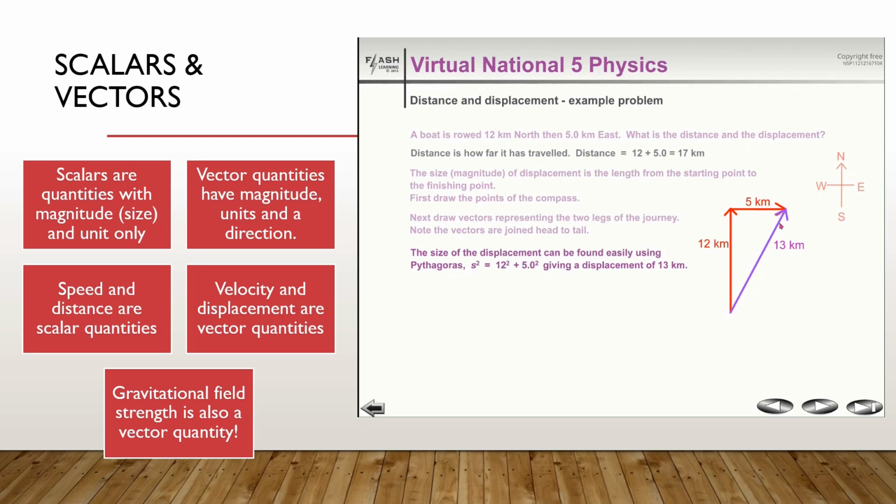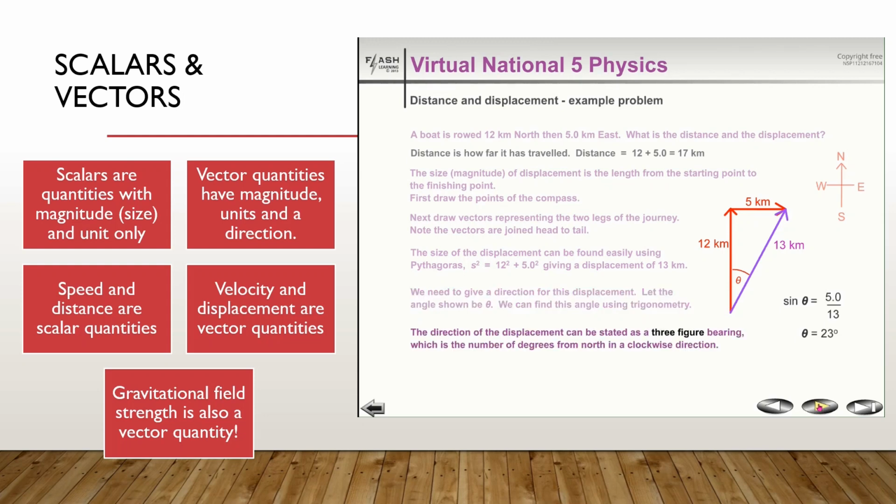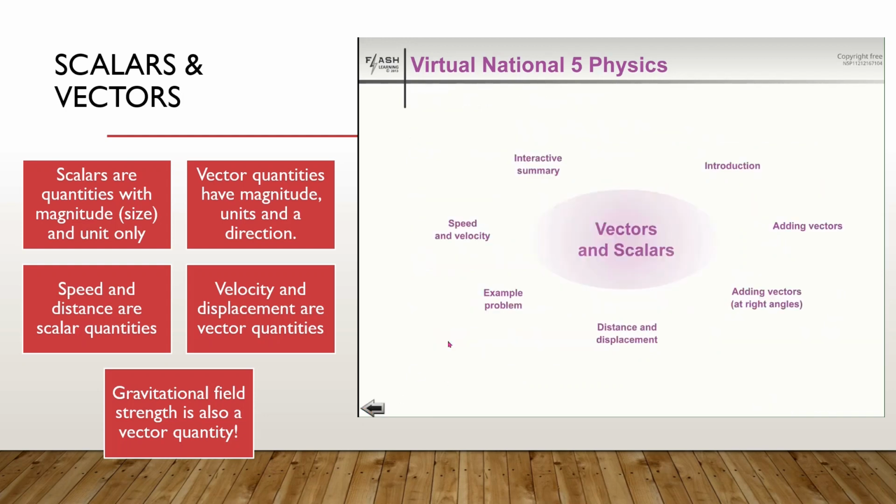But if you're looking at your displacement, you'd have to use Pythagoras. So if you remember that, the sum of the squares, so c squared, which is this one here, is equal to a squared, 12 squared, plus 5 squared. So 144 plus 25 is 169. Square root that comes out as 13 kilometres. Don't forget we need an angle, which you could measure, or you can use trigonometry for that. I'm not going to get you to do any of those at the moment.